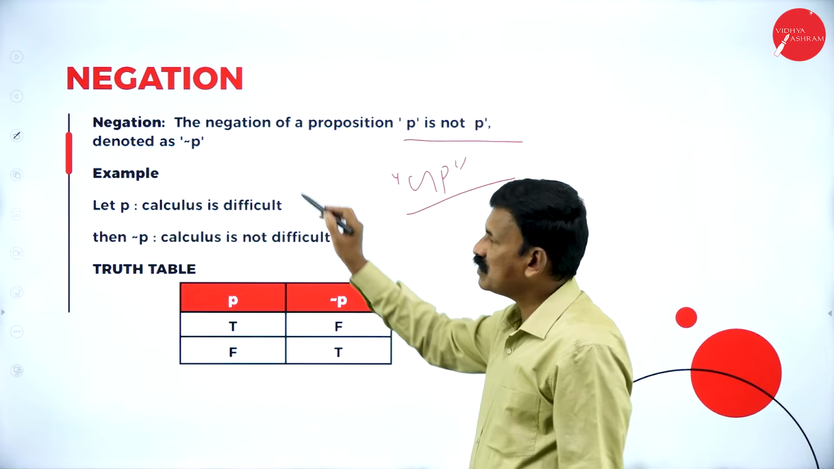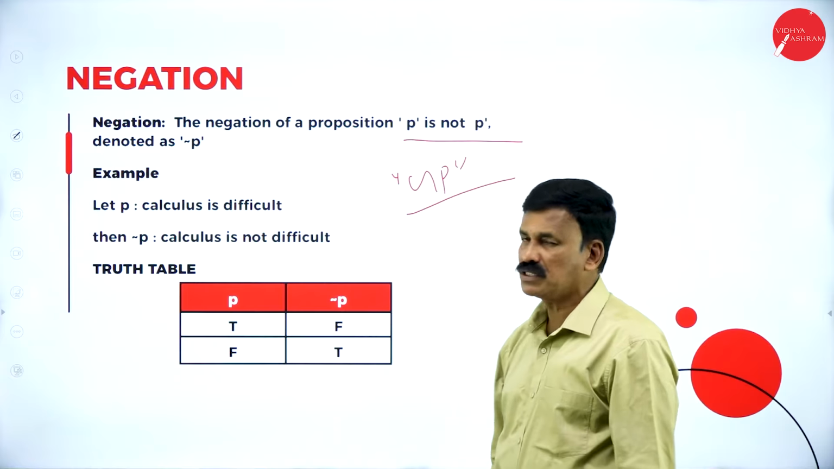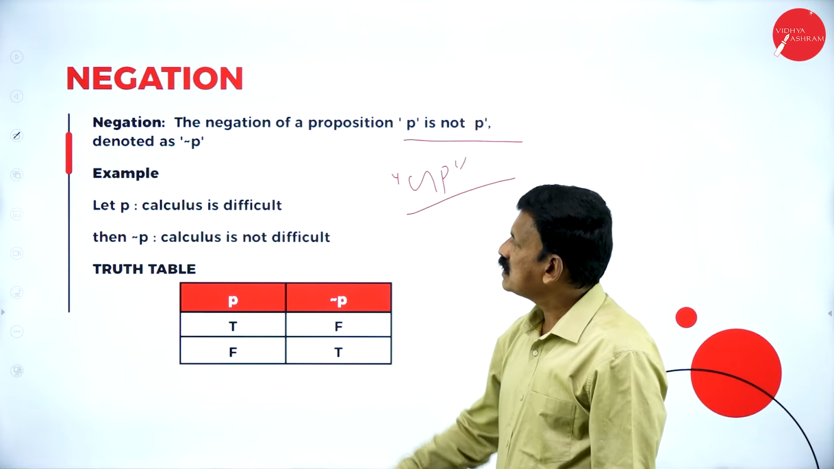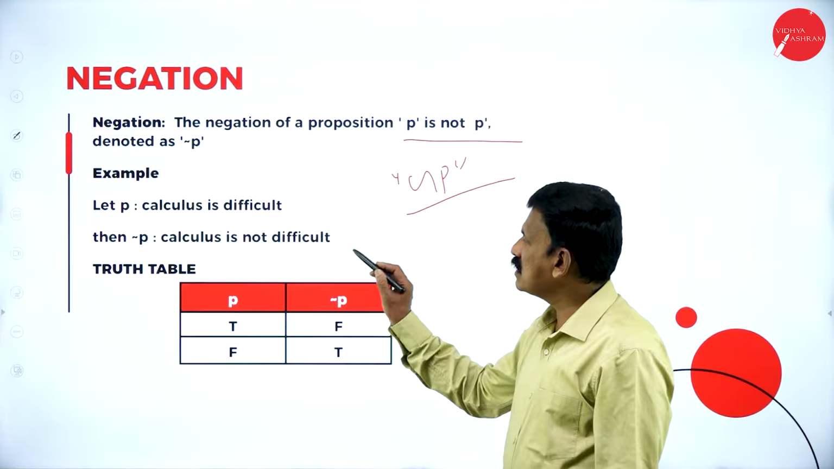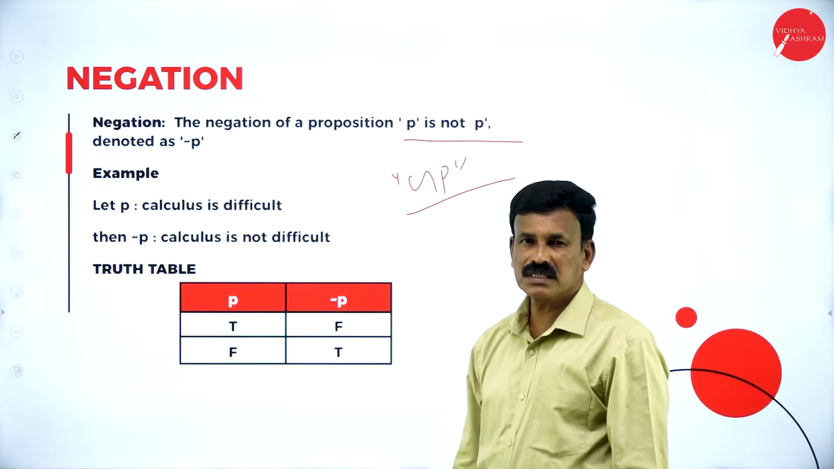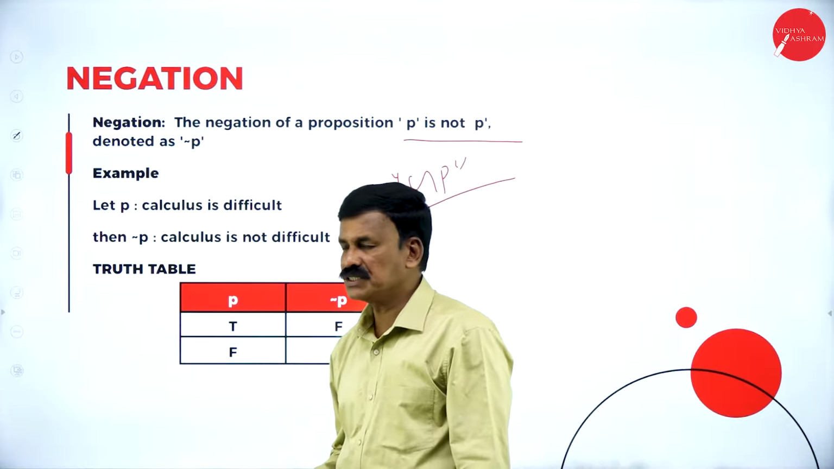The negation of a proposition P is "not P", and it is denoted as ¬P. Let us take an example. Let P be "calculus is difficult." What is the negation of that? Calculus is not difficult.